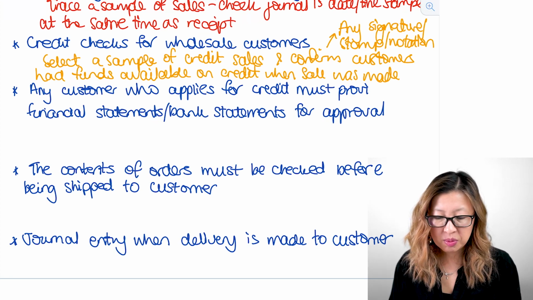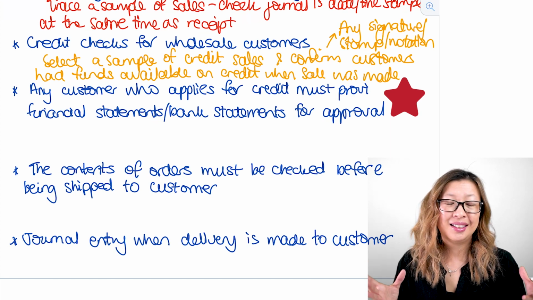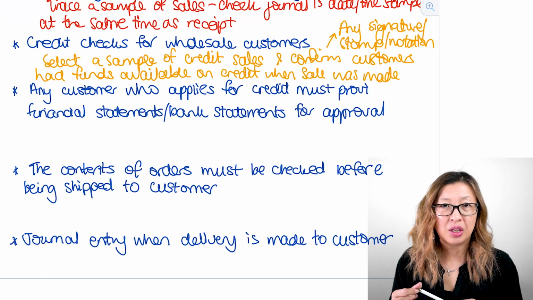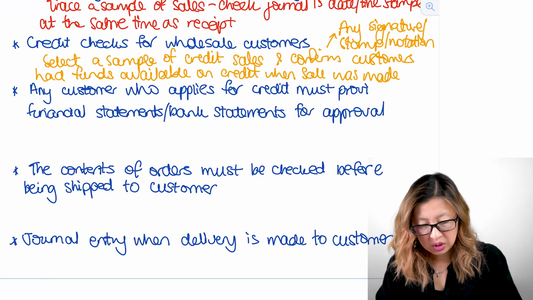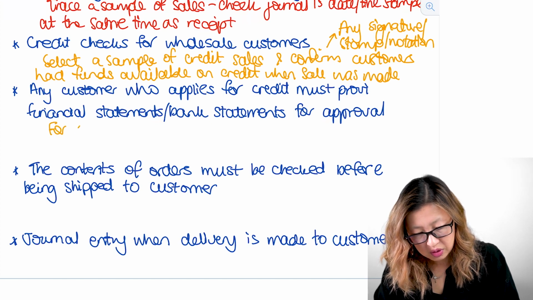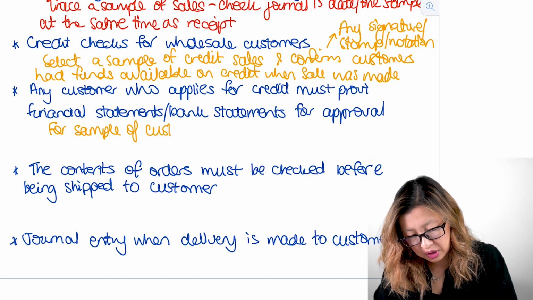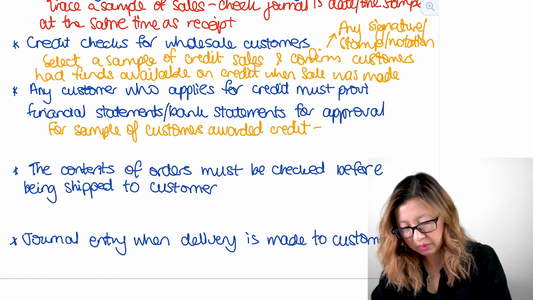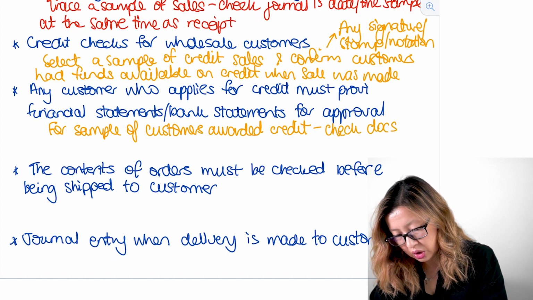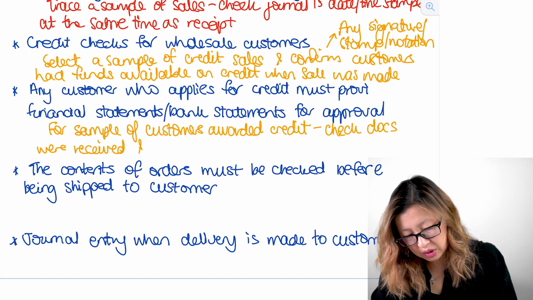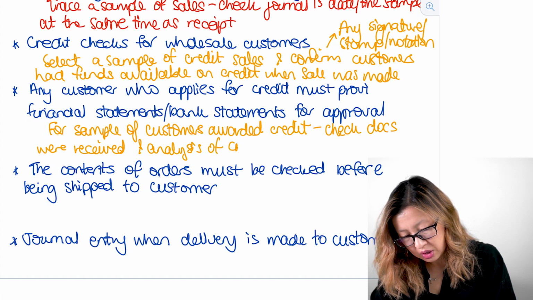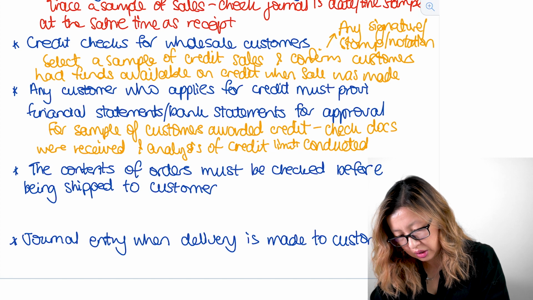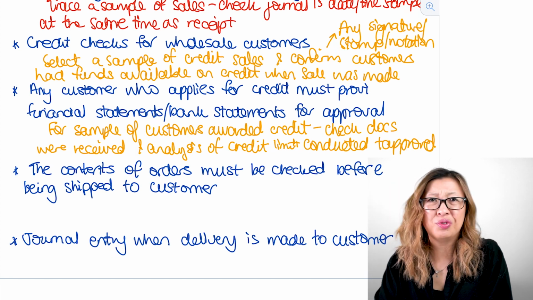Now the next one, any customer who applies for credit must provide financial statements. So there we could easily select a sample of customers and make sure that they had provided that financial information and it had been evaluated. So we'd look for a sample of customers awarded credit, check docs were received, and analysis of credit limit conducted and approved. Right? Normally somebody has to approve credit limits, so we're checking to make sure that there's been that credit limit check.